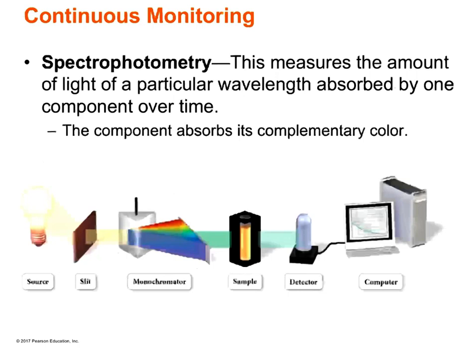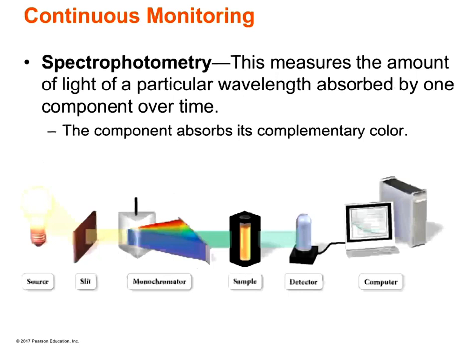Down below we have a little diagram showing how this works. We have a light source, and that is passed through a prism, which separates all of the wavelengths of light. And then we use one of those wavelengths and pass it through our sample. Then, depending on how much light passes through the sample, we're going to detect the intensity of that light. And we can do this continuously over the time of a reaction.